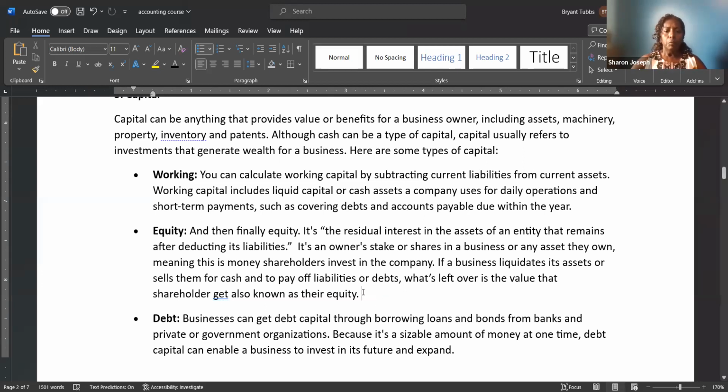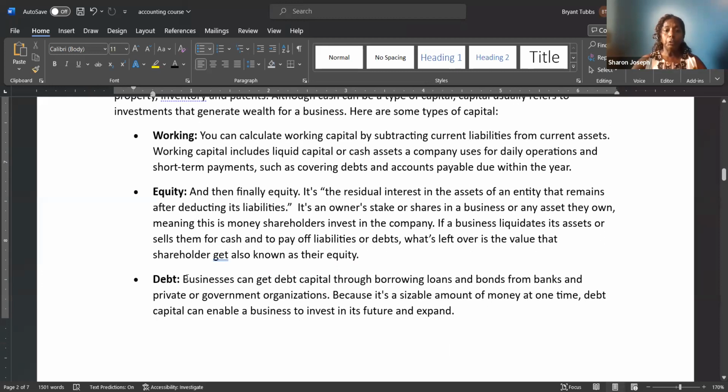Okay, moving on, another type of capital is your debt. Businesses can get debt capital through borrowing loans and bonds from banks and governments and private organizations. It's basically a sizable amount of money that you're going to invest to generate some future wealth for your business.